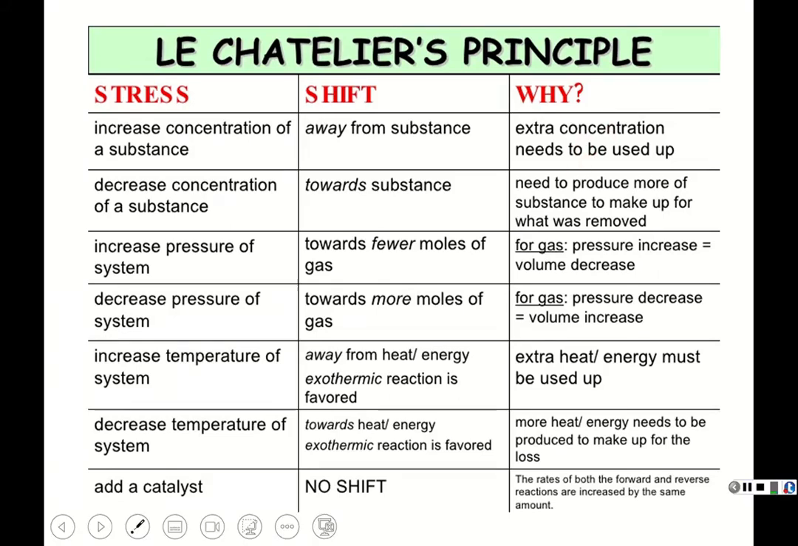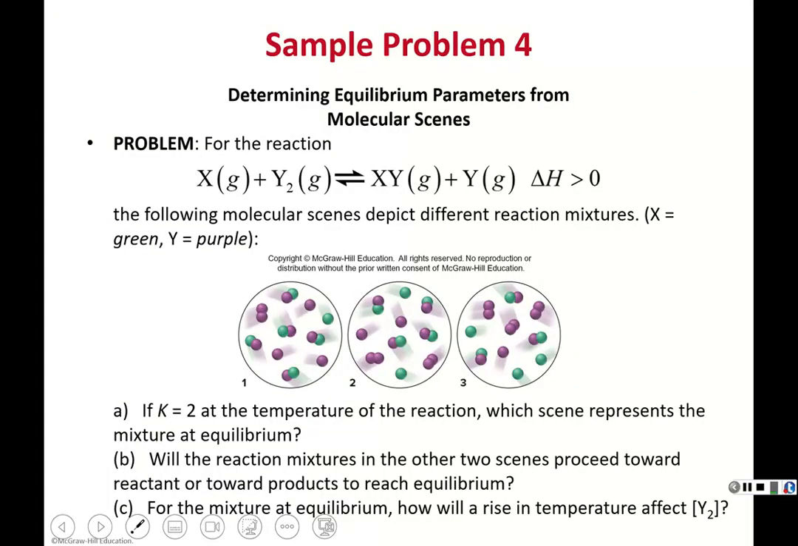Right, so you can go through these and just as a summary. Okay, let's try another question, maybe a little bit more in depth here. We have the following reaction: X plus Y2 goes to XY plus Y. And we're being told that delta H here is positive, so this is an endothermic reaction.